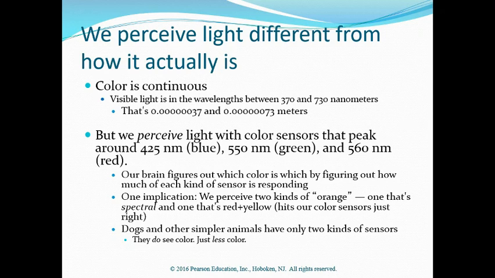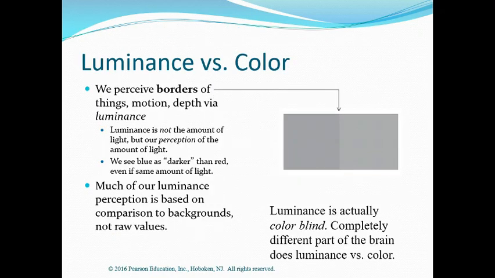Dogs and other similar animals have only two kinds of sensors. They do see color, it's just less. So luminescence and color. We perceive borders of things, motion, depth, via luminance. Luminance is not the amount of light, but our perception of the amount of light. We see blue as darker than red, even if it's the same amount of light. Much of our luminance perception is based on comparison to backgrounds, not raw values. And it's actually colorblind. Completely different part of the brain does that versus color.